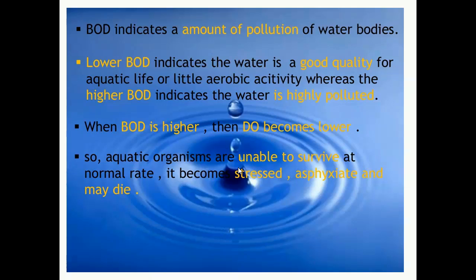BOD indicates the amount of pollution of water bodies. Lower BOD indicates the water is of good quality for aquatic life or has little aerobic activity, whereas higher BOD indicates the water is highly polluted. When BOD is higher, then DO becomes lower. So, aquatic organisms are unable to survive at a normal rate. They become stressed, asphyxiate, and may die.